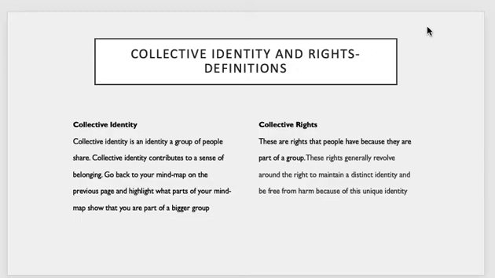Collective rights are rights that people have because they are a part of a group. These rights generally revolve around the right to maintain a distinct identity and be free from harm because of this unique identity.